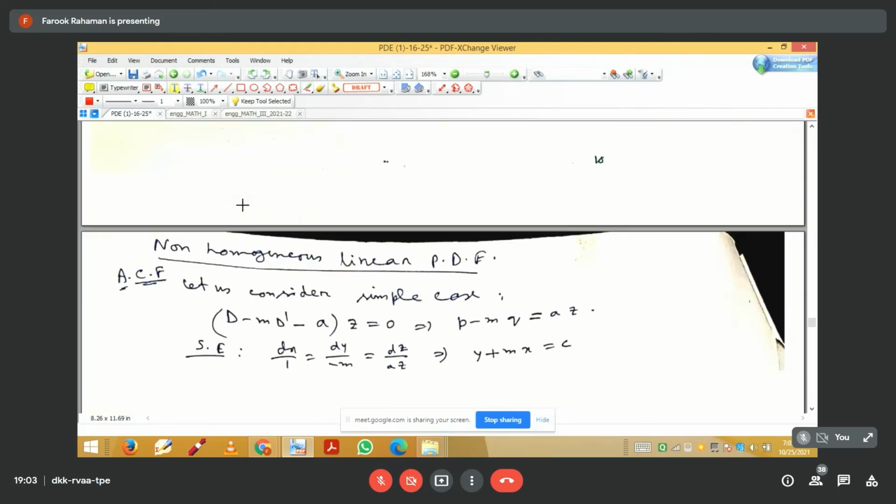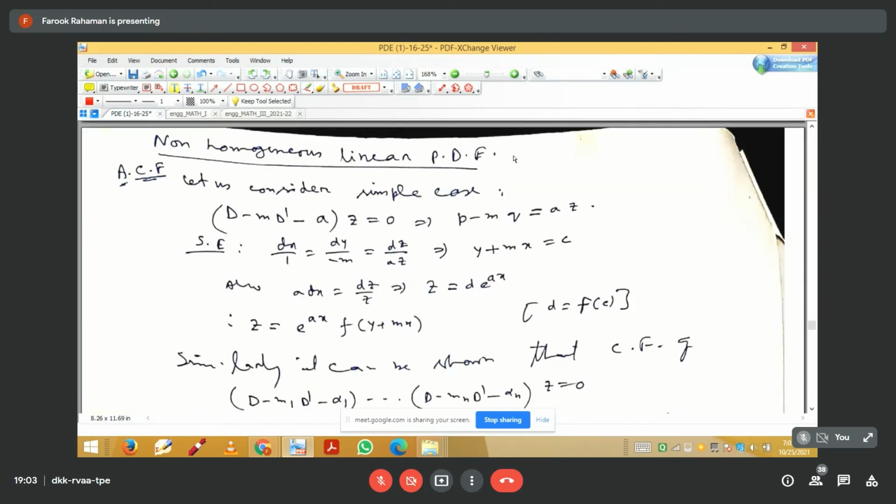Now the final one, which is non-homogeneous. It's a non-homogeneous linear partial differential equation, but the procedure is very similar to the homogeneous equation. Let's consider a very simple case. This is non-homogeneous because this term has degree 1, but this has degree 0. So definitely this is a non-homogeneous case.